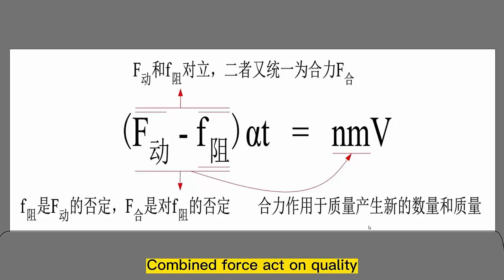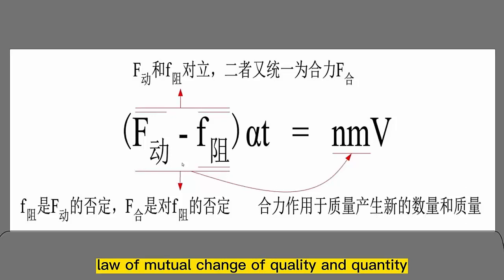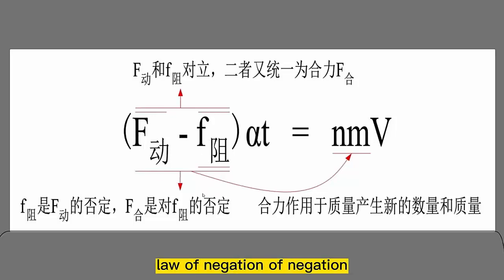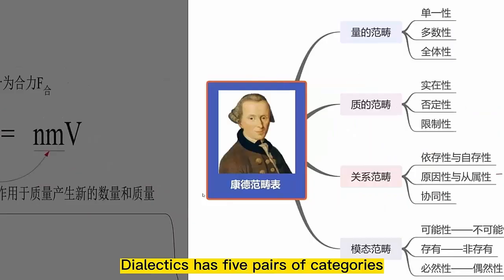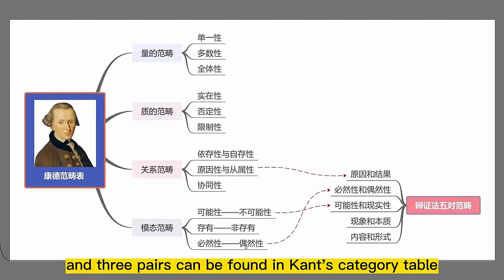The combined force acts on quality to produce new quantity and quality, that is, the law of mutual change of quality and quantity. Resistance is the negation of power, and the combined force is the negation of resistance, that is, the law of negation of negation. Dialectics has 5 pairs of categories, and 3 pairs can be found in Kant's category table.